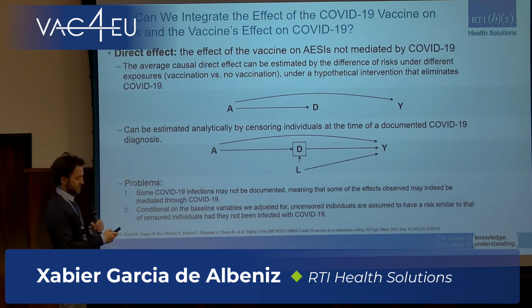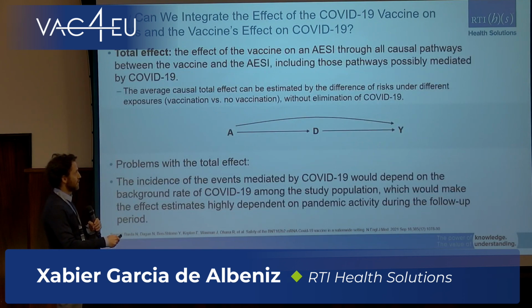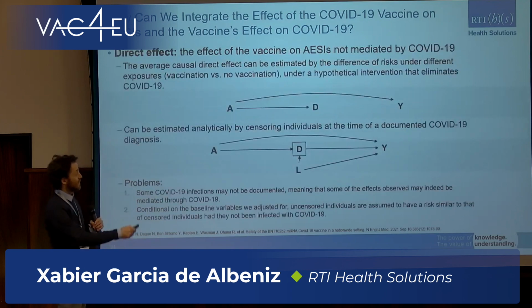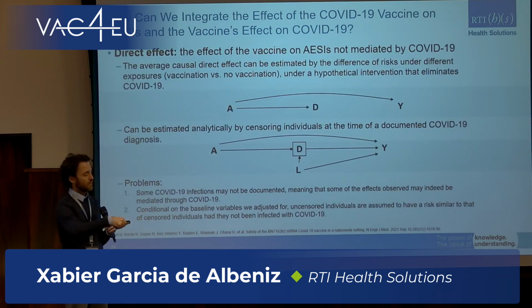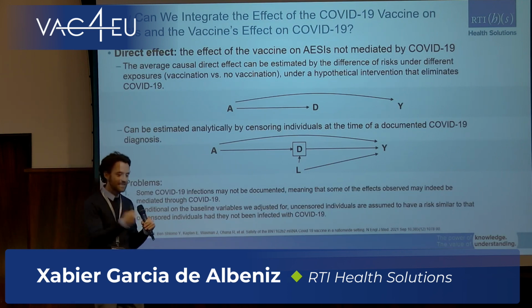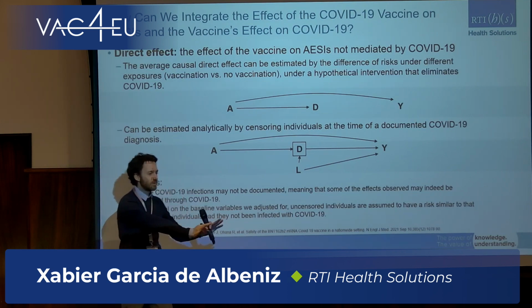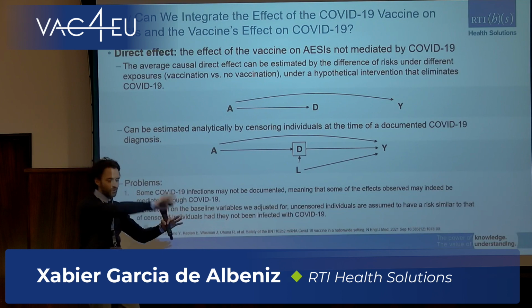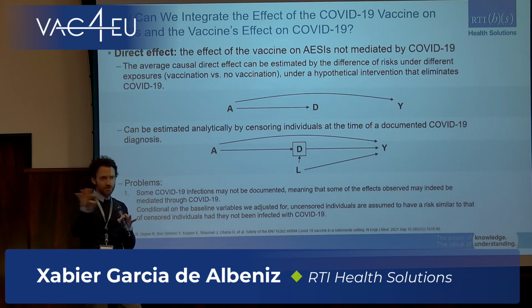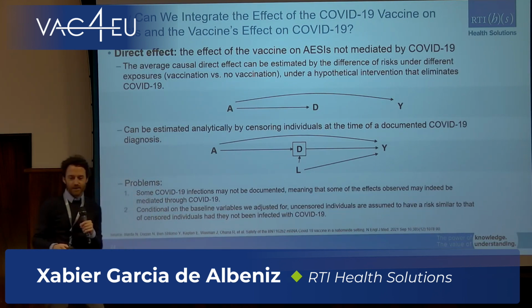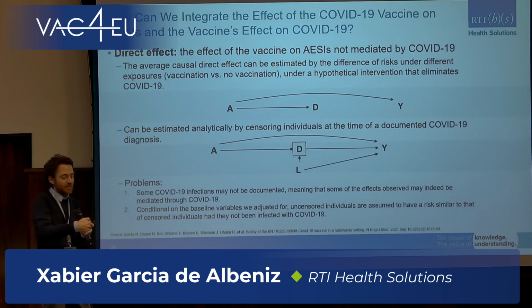So before, the total effect is the effect from A to Y, both through D and directly to Y. The direct effect is only from A to Y. So it would be a trial where we vaccinate people and we lock them in a room and they have no contact with the real world, so they cannot get infected, right? How do we emulate that in an observational setting? By censoring them if they get the infection.